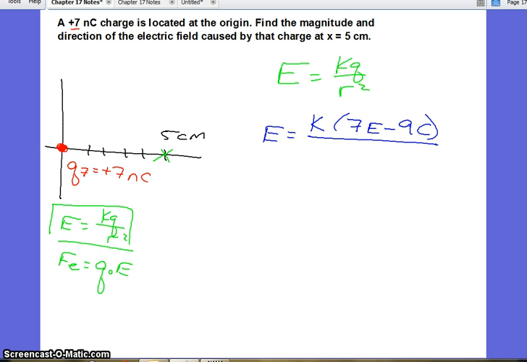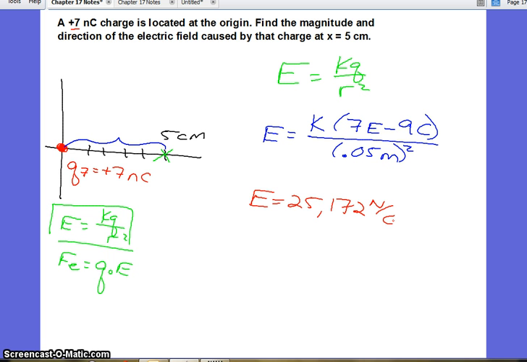Divided by the distance we are from that charge squared. So we are here 5 centimeters from the charge. But we need to convert that into meters. So we say it's 0.05 meters, and that distance is squared. That means that our answer comes out to be that the electric field is 25,172 units or newtons per coulomb, but we need a direction.